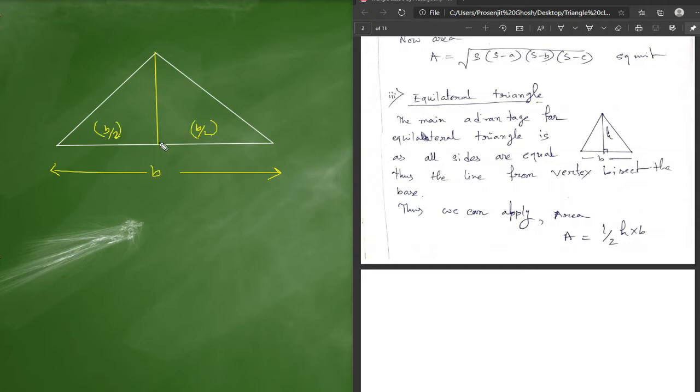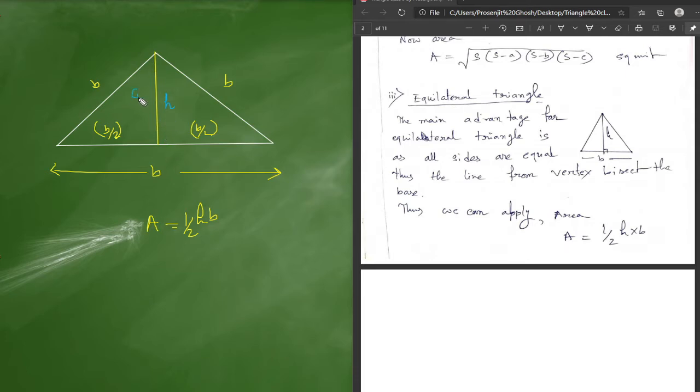So this is the base, where for the equilateral triangle we are bisecting the base by this vertex line. Remember that. And since this is an equilateral triangle, each side is the same. So if I want to find the area, that is very simple, half into height into base. But wait, in this kind of case, the height will not be provided to you. You have to find it by yourself. But how can you do that? Simply by the Pythagoras theorem.